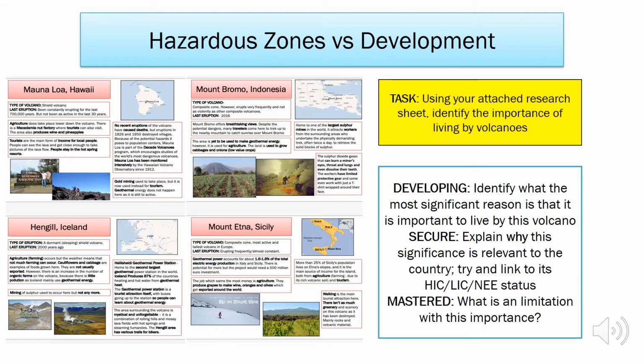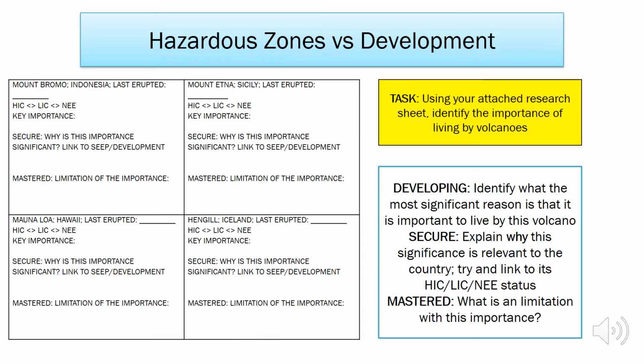The second part of your lesson is going to help build understanding for your task 3. We are looking at hazardous zones and the development that takes place there. You'll be using the information sheet attached on class charts to fill out this table in your notebooks. If you're working at a developing level, you're going to identify the most significant reason why people live by a volcano. If you're working at a secure level, you will explain why this is relevant to the country and link it to its HIC, LIC or NEE status.